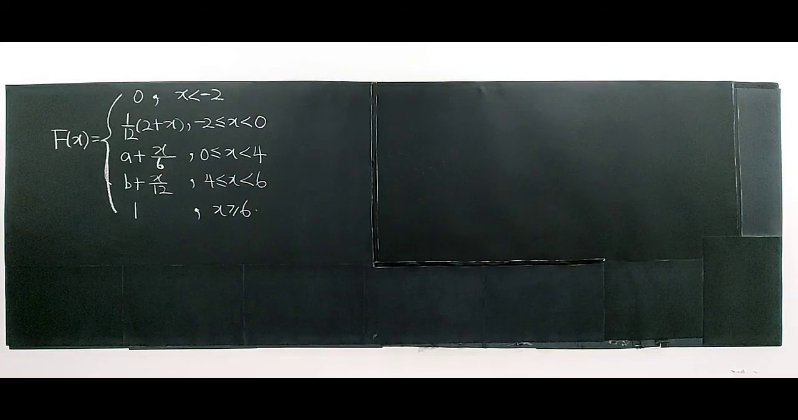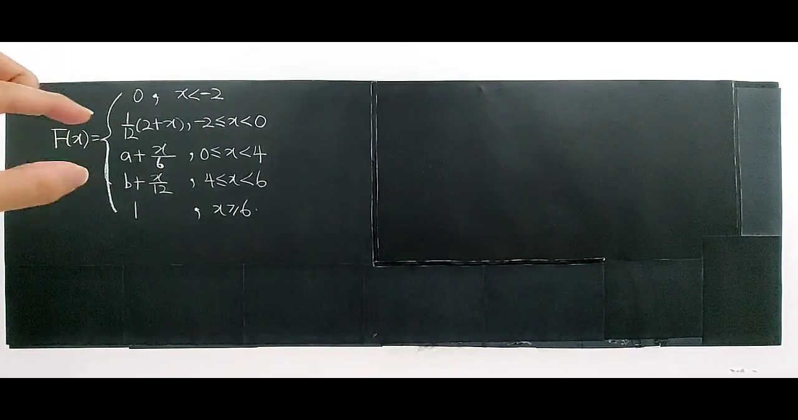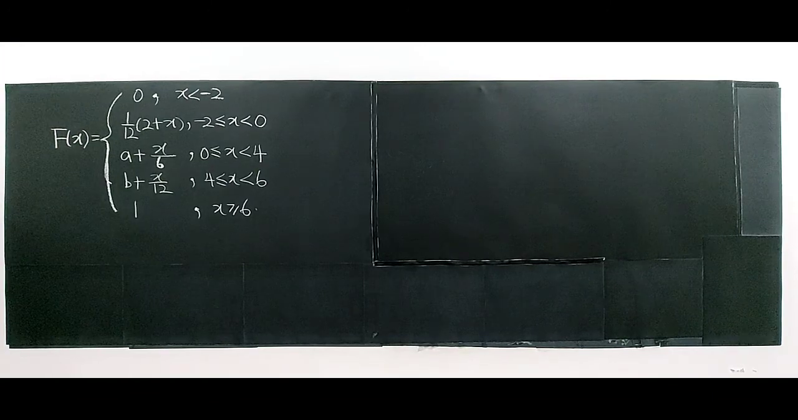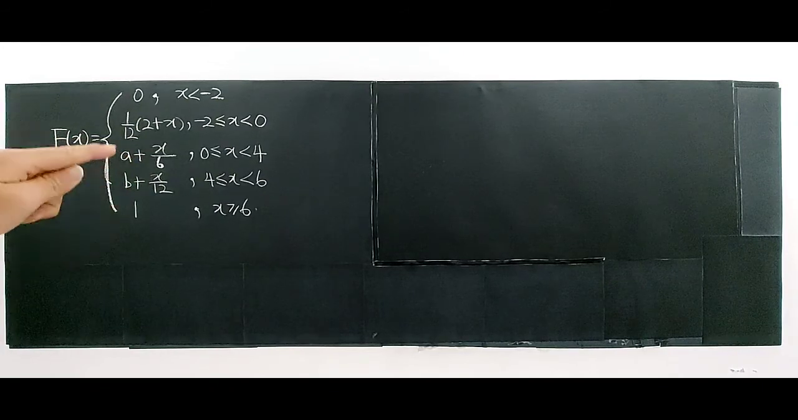Okay, let's look at this question. This is the given probability, the cumulative distribution function for a continuous random variable x. From your lecture notes, the question requires you to find the values of a and b first.